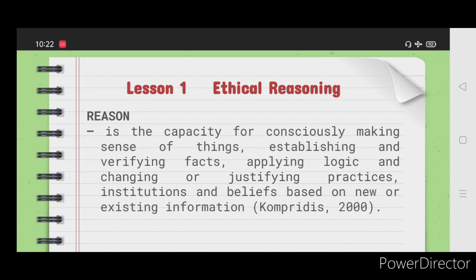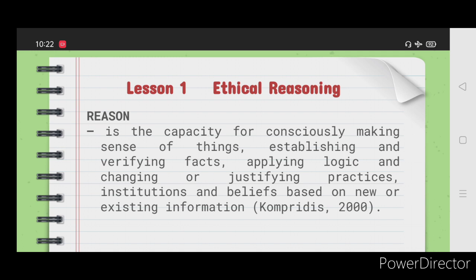Ang dami-dami niyong rason. Kapag inutusan kayo ng mga magulang niyo, ang dami niyong rason. Kapag maghugas kayo ng plato, ang dami niyong rason. Kapag magte-take ka ng exam, ang dami niyong rason. Kapag may tinanong si teacher, ganito, ganyan, ang dami niyong rason.